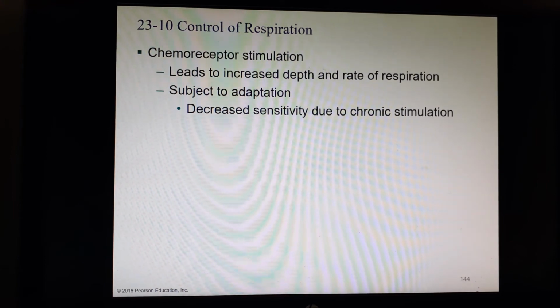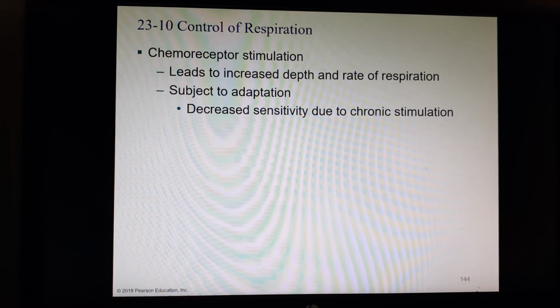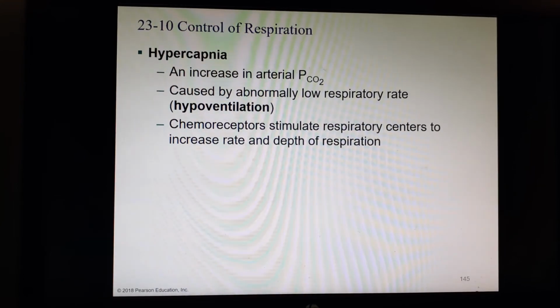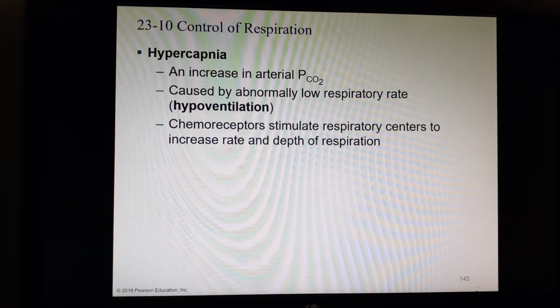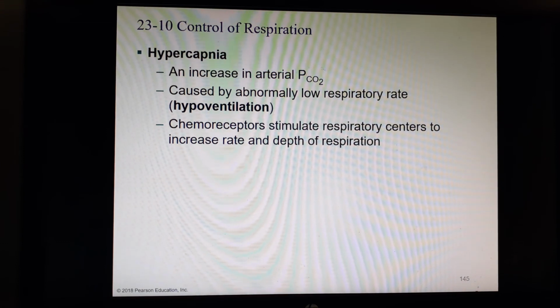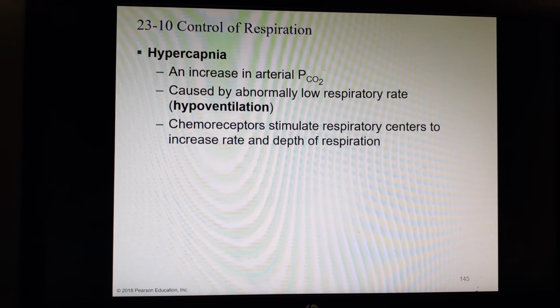If the chemoreceptors are stimulated, it makes you breathe deeper and faster. And it's subject to adaptation, which means the more that particular chemoreceptor is activated, the less it will affect your breathing rate. Hypercapnia is when you have too much partial pressure of CO2. So you have CO2 gas building up in your bloodstream, caused by you not breathing fast enough. Hypoventilation causes hypercapnia. So what happens is when you have a high amount of CO2 in your blood, it stimulates you to breathe faster and deeper.